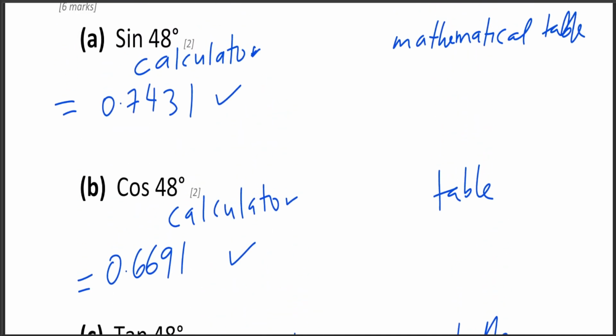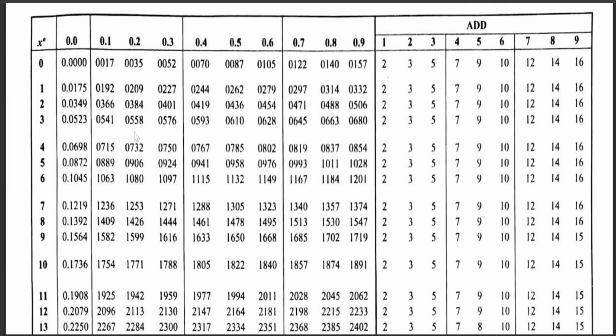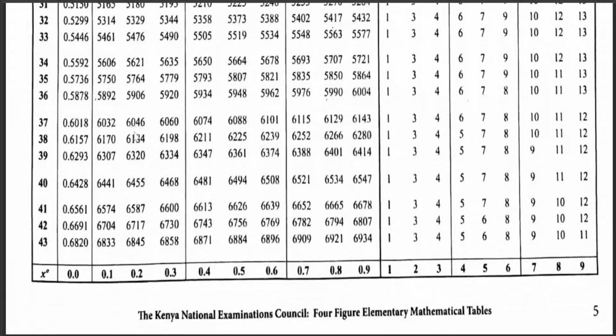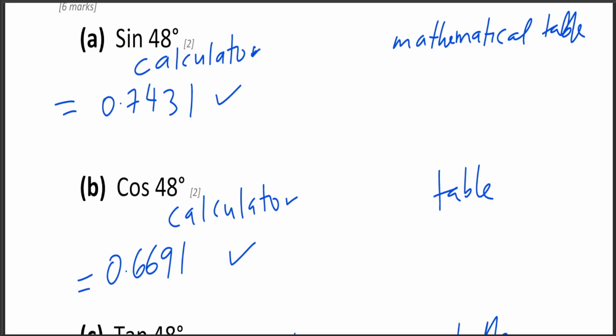Sawa, in the table wacha tuingie katika pahali yaitwa natural sines, na hapo tutafuta sin ya 48. So nenda scroll mpaka upate sin 48. So hii ni 48, sin 48 ni 0.7431. So answer hapa ni 0.7431, which is just the same scenario.